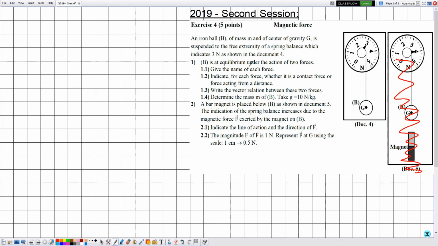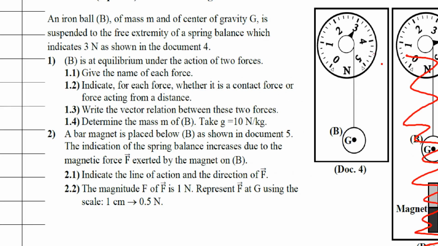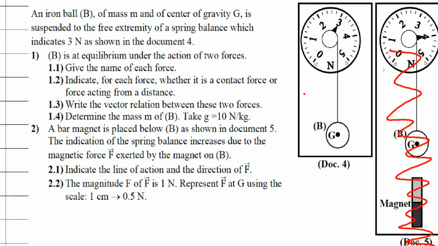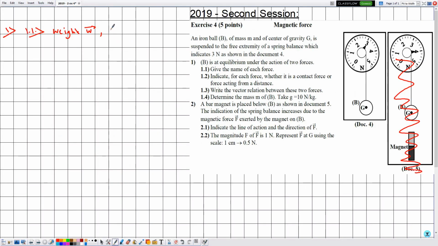So in number 1, they are telling me that B is at equilibrium under the action of two forces. 1.1. Give the name of each force. Because the ball B has a mass m, it will be directly subjected to the weight. So one of these forces is the weight W. And here, because we have a spring balance, or in other words a string, and whenever we have a string, we know that the tension force exists. So we have the tension T, which is along the string.